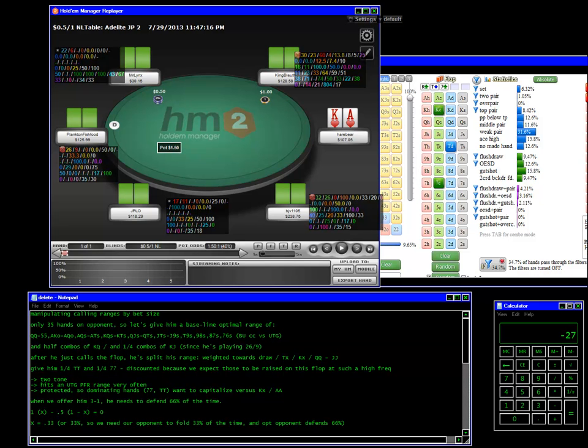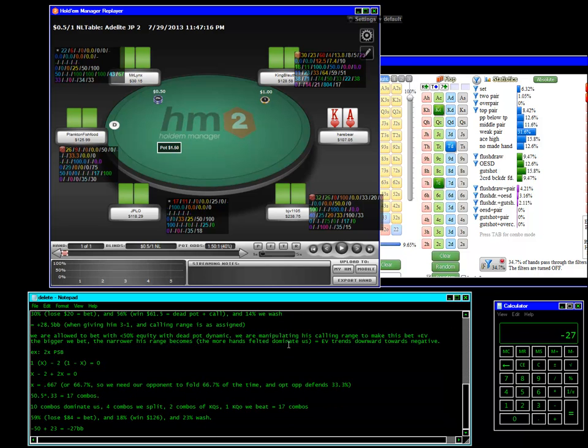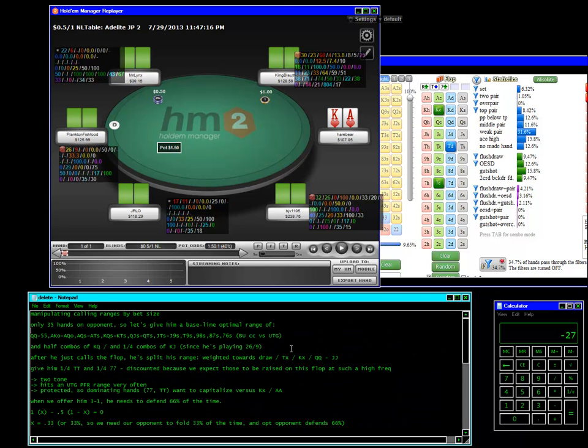Hey guys, this is a hand that I was looking at yesterday, and I ran through all the analysis, but I figured I would go through it again, just to hopefully organize things a little more clearly for myself. And then of course, if someone's interested in learning from it, then that's all the better.